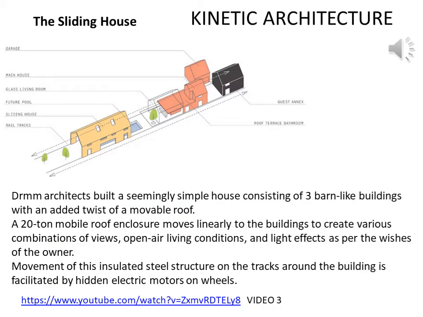The sliding house in England is another unique example of kinetic architecture. Here there is a house designed and then there is a rail, and this is another roof which slides over these rails and completely covers the building, so that it gives different effects for different climates. The 20-ton mobile roof moves linearly over the building to create various combinations of views, open air living conditions and effects as per the wishes of the owner.